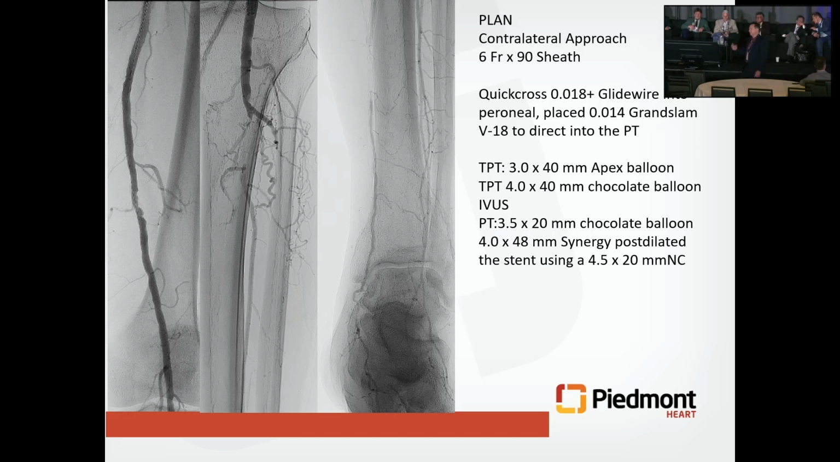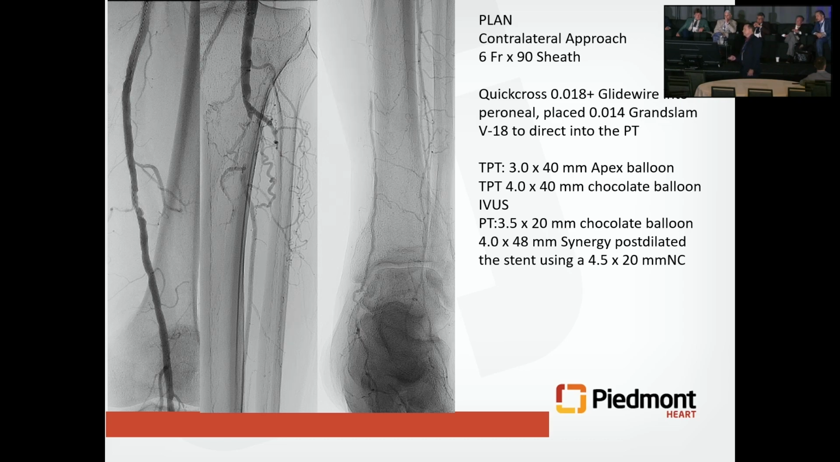Just trust me that everything up above looked pretty good. Minus the SFA, you can see a focal lesion down at the adductor hiatus, and then below the knee he has nothing, except we have reconstitution of the posterior tibial, a little bit of DP there from what I could see. And so what we did was basically crossover with a 6 French 90 centimeter sheath, quick cross, got through the TPT with a 018 wire. I stuck with 018 style, which is a little bit unique. Usually I go 0.014, and then I was able to get into the posterior tibial artery using a V18 wire.